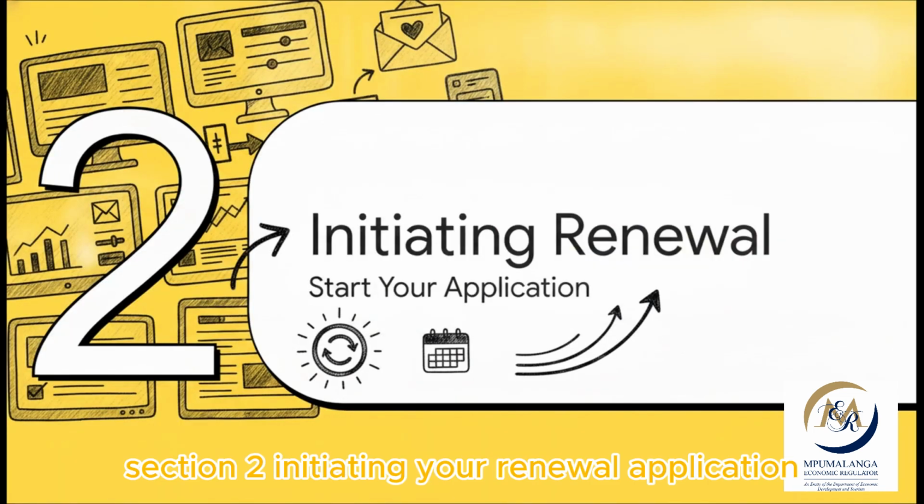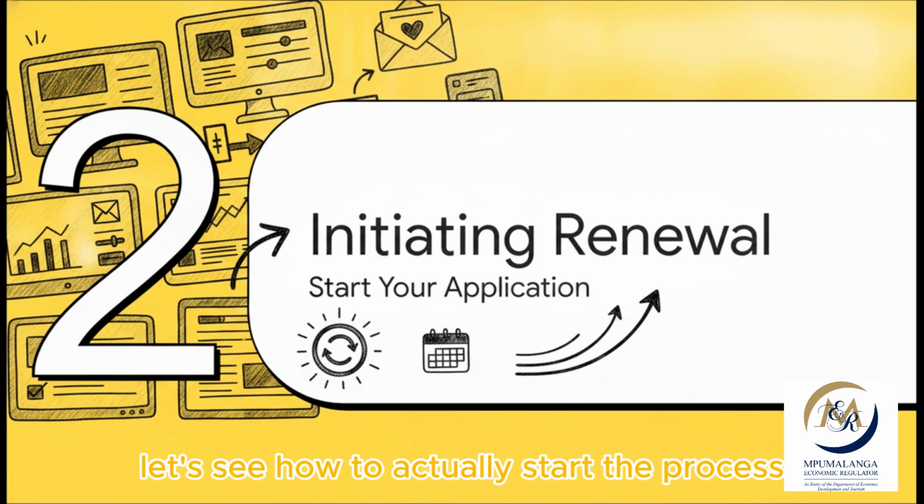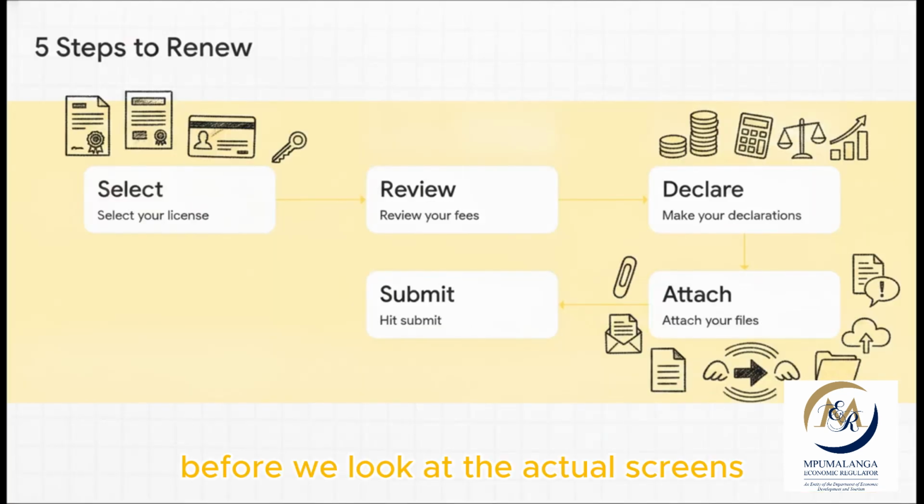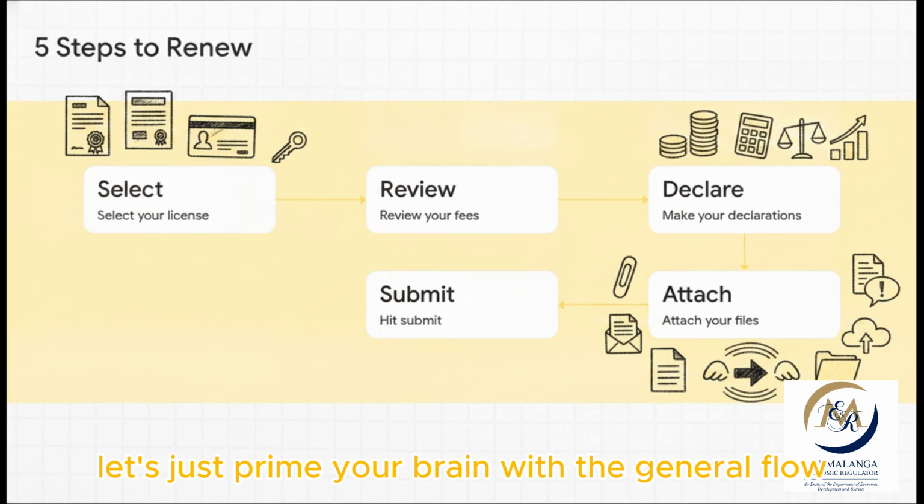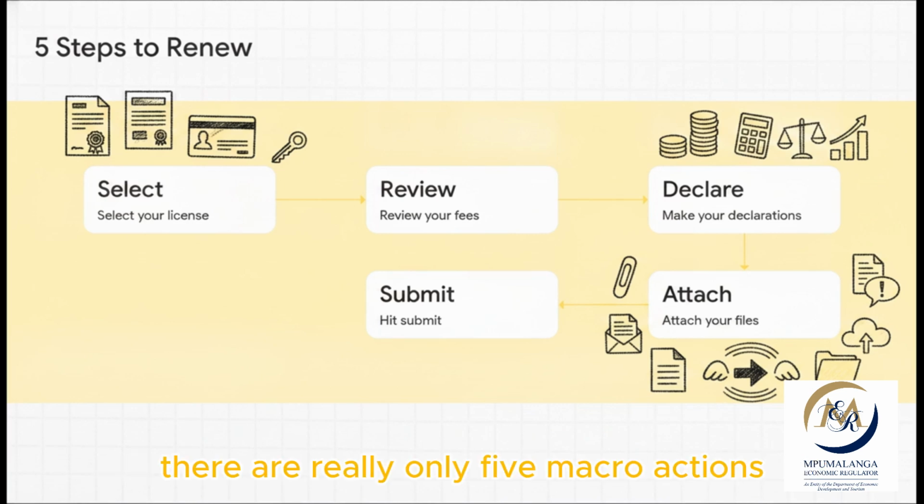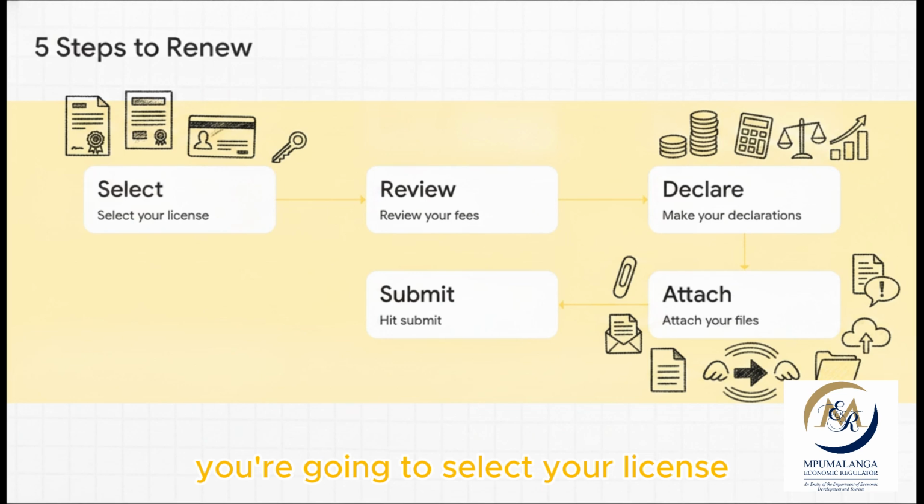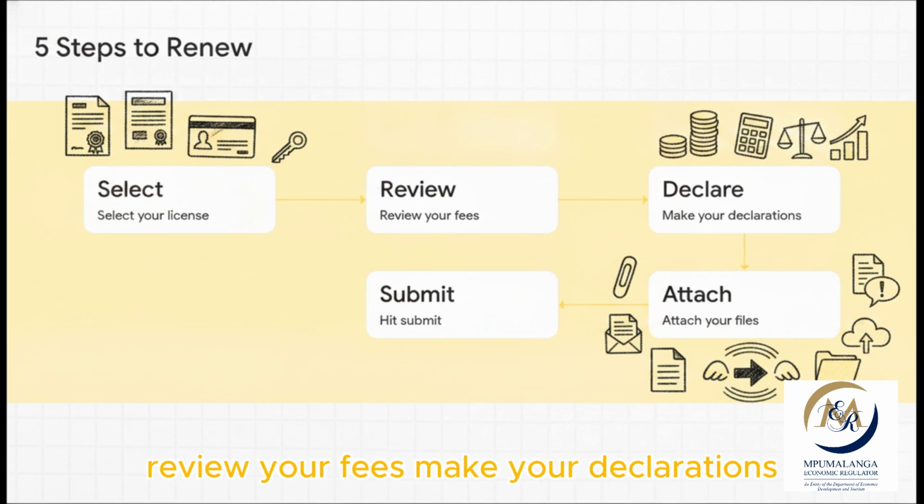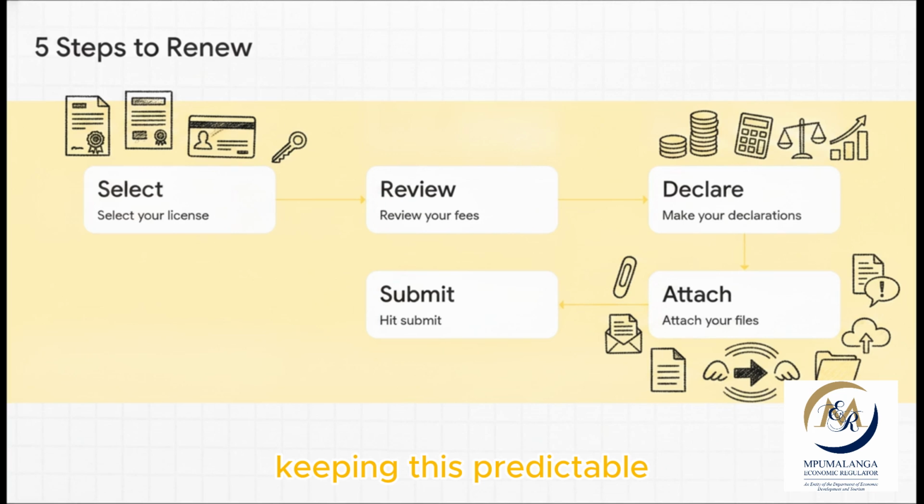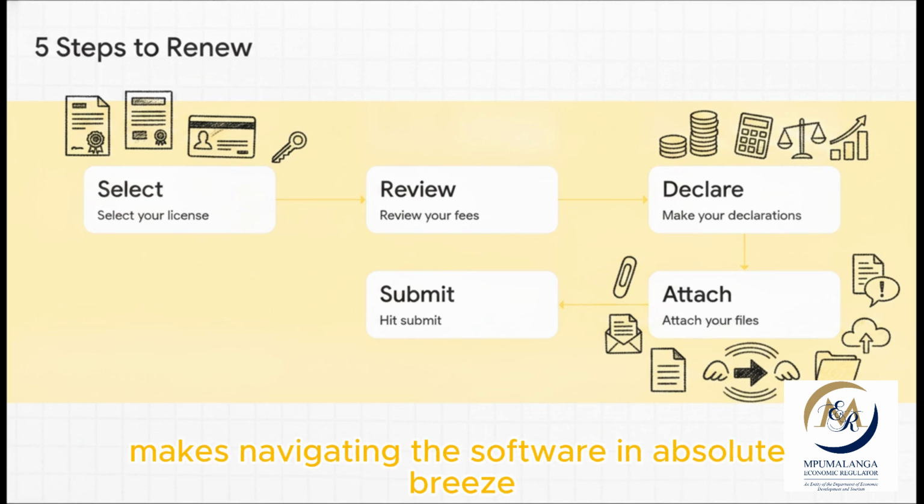Section 2, initiating your renewal application. Let's see how to actually start the process. Before we look at the actual screens, let's just prime your brain with the general flow. There are really only 5 macro actions you're about to execute. You're going to select your license, review your fees, make your declarations, attach your files, and hit submit. Keeping this predictable, highly logical sequence in mind makes navigating the software an absolute breeze.